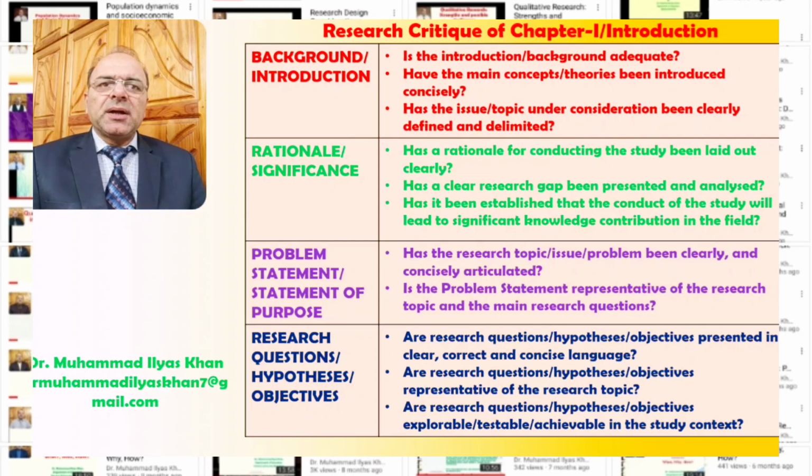Then the second part, the rationale and or significance. Generally these are two sections. There is a rationale section and there is a significance section. But generally the aim of both of these is actually to establish the reason for conducting the research and the importance of conducting the particular research. So has a rationale for conducting the study been laid out clearly?